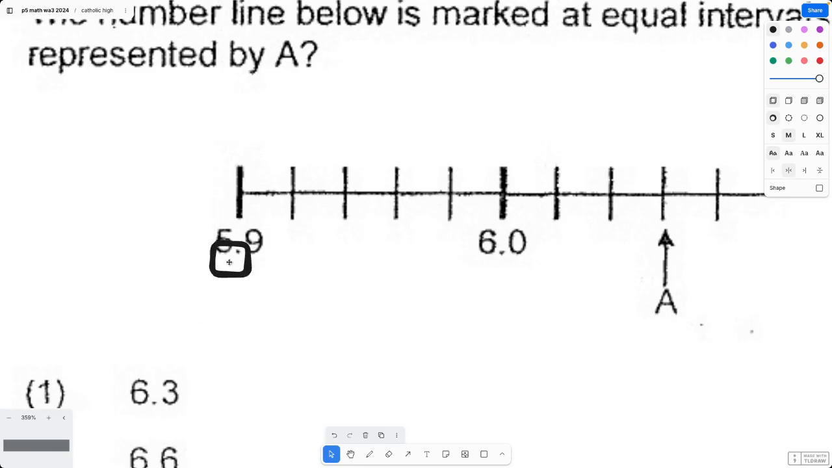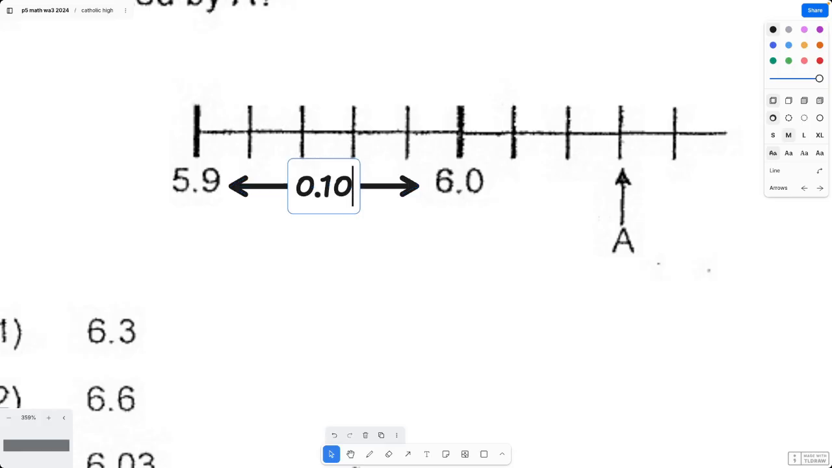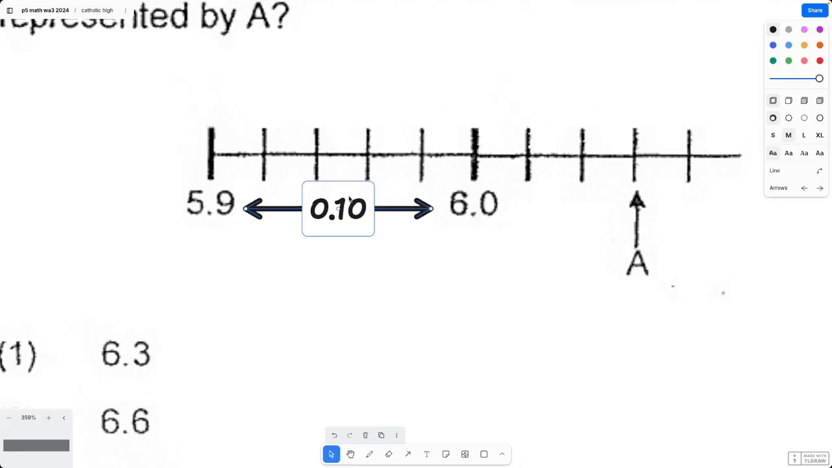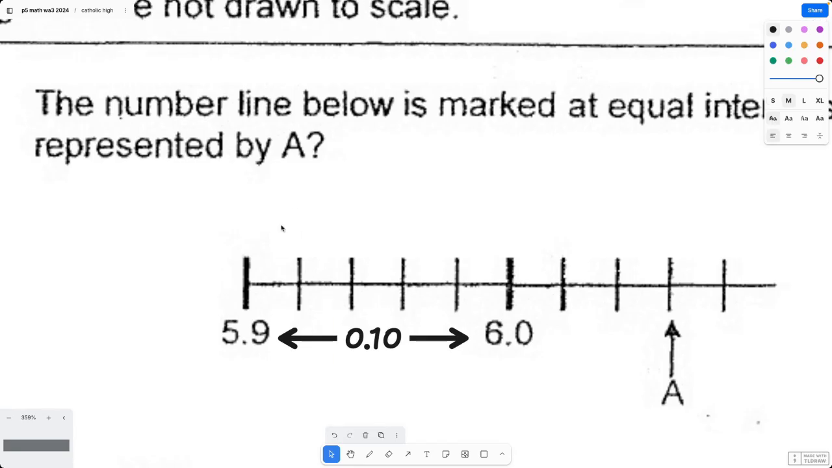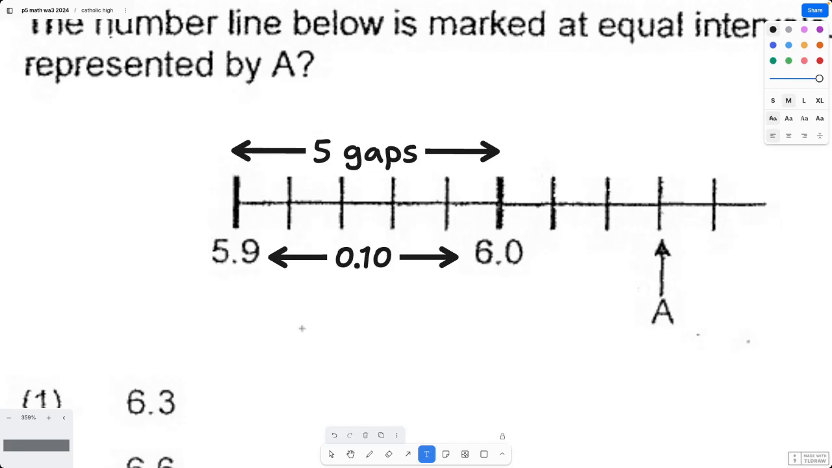So from 5.9 to 6.0, what is the difference? The difference between these two numbers is not 1, but 0.1. To make it a little easier for us, it's actually 0.10. Why we want to put two decimal places is because we have 5 gaps, and the difference between the two numbers is 0.10, so 5 gaps is equal to 0.1.